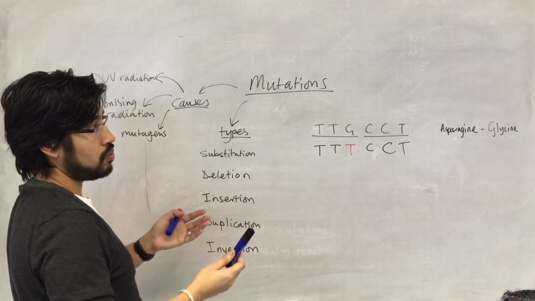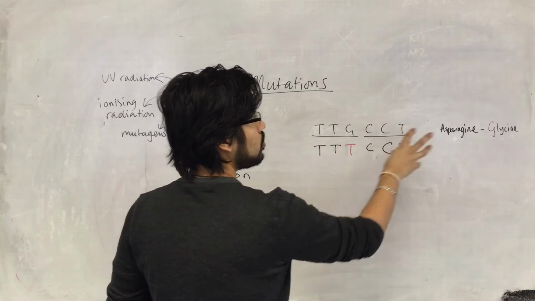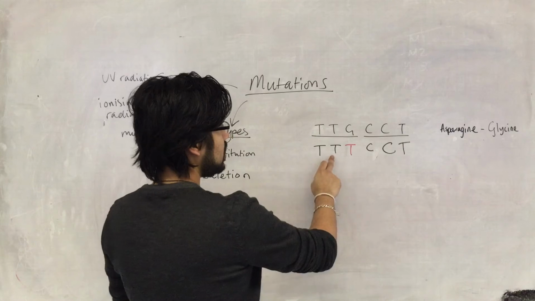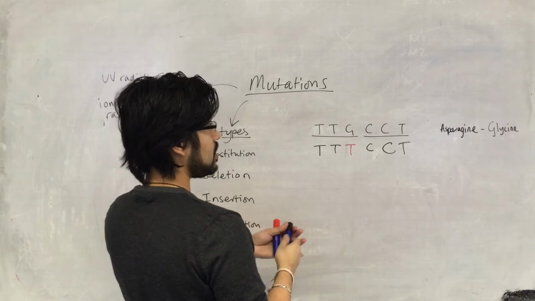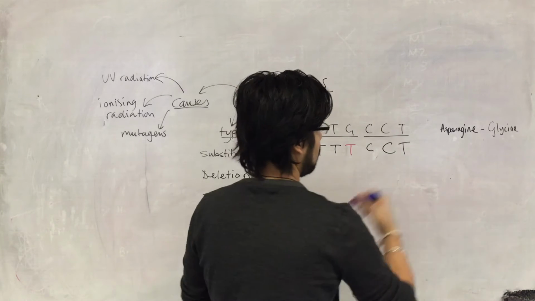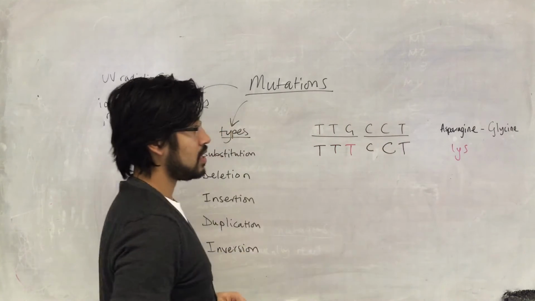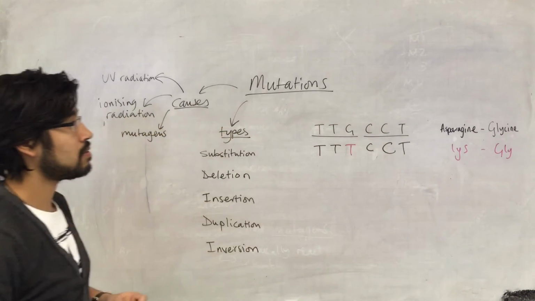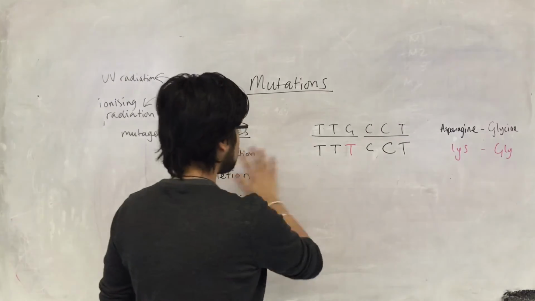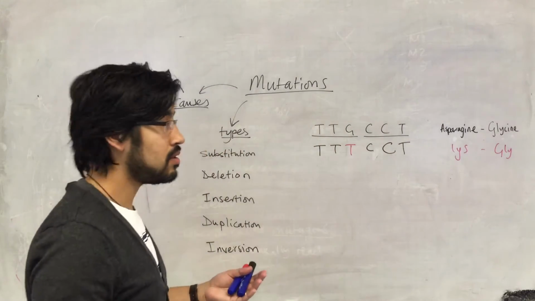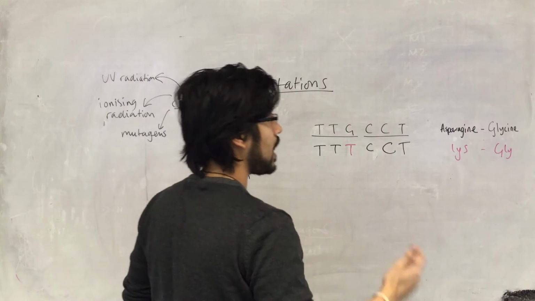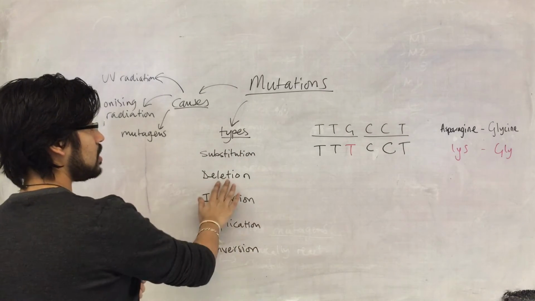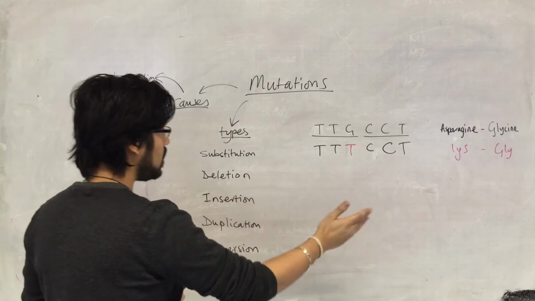Now, that would cause the amino acids in the chain to potentially be different. So TTT actually results in the addition of a lysine to the peptide chain. CCT in this case would still give us glycine. Okay, so substitution has the potential to change the sequence of amino acids and therefore affect the function of a protein. The next type of mutation is deletion.